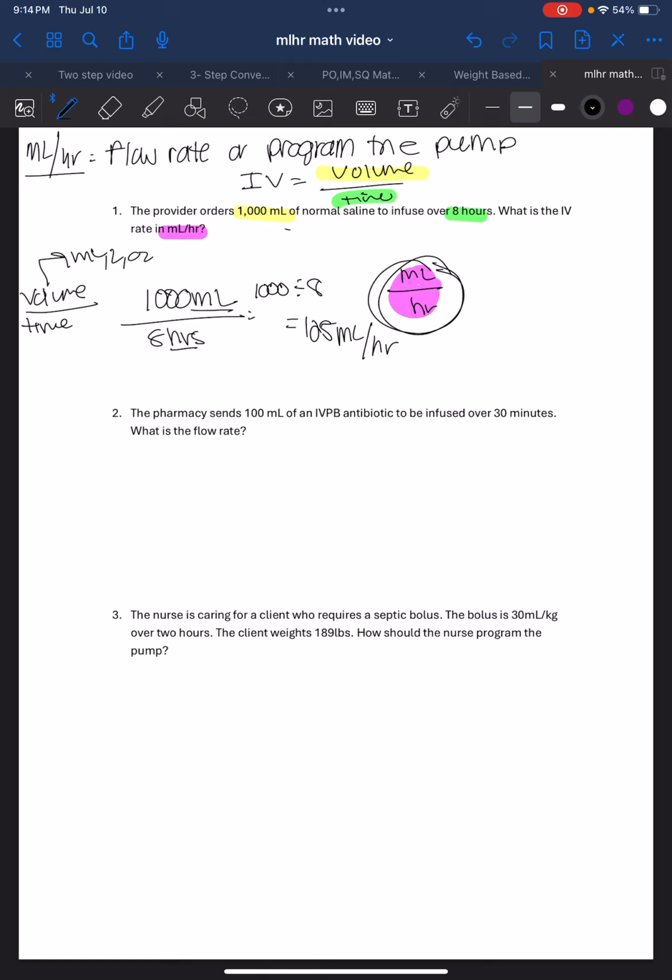All right, the next one, we're going to add a step because, once again, we need volume over time. The pharmacy sends 100 mLs of an IV piggyback to be infused over 30 minutes. What is the flow rate? Flow rate equals mLs per hour, so we need to get to mLs per hour. That's our goal here.